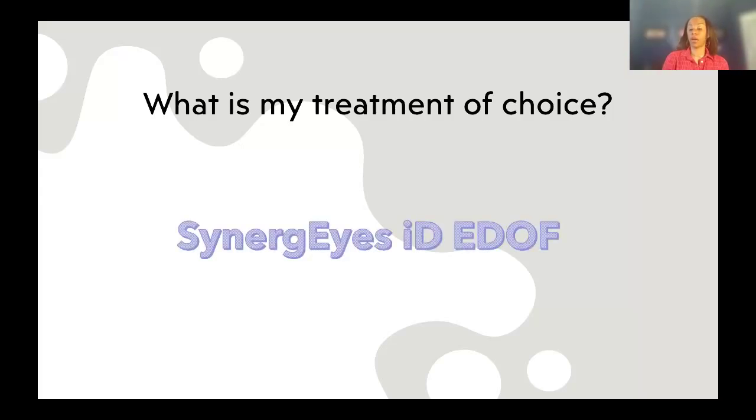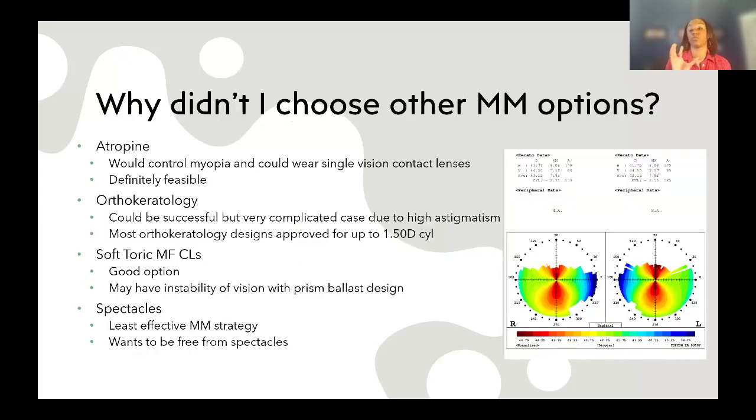I'll talk about why I chose that, but let's talk about why you chose what you chose. So atropine, I love atropine. We all know the LAMP trial tells us that 0.05% is the most effective dosing of atropine. But remember, this child really wants to wear contact lenses. So we could control myopia with the atropine, have her wear single vision contact lenses, definitely feasible. But I was looking not for a combination. I really wanted to do a single modality for her.